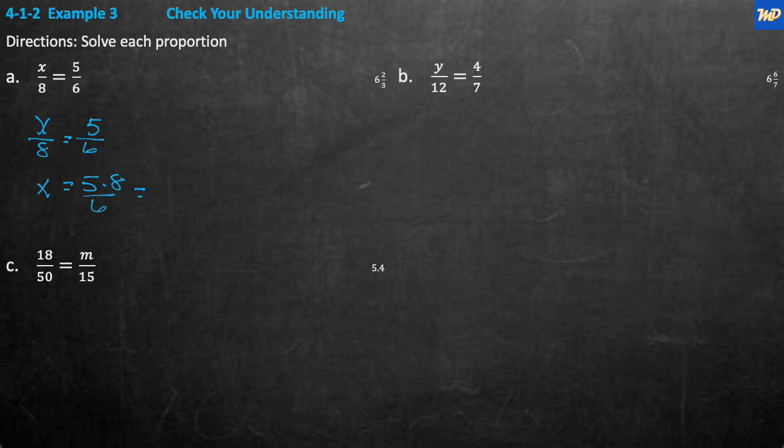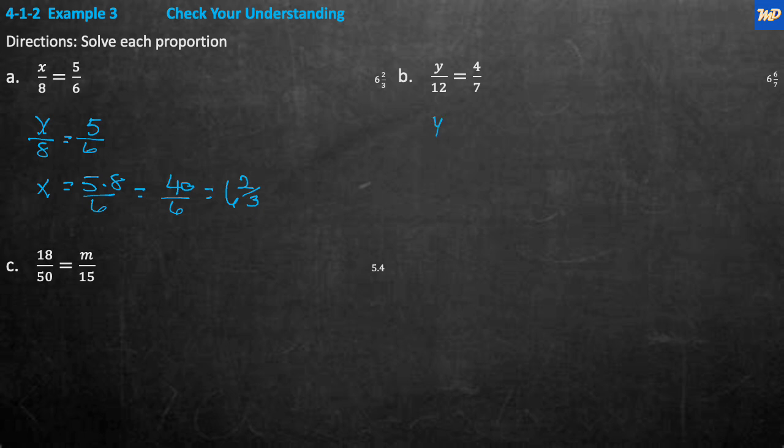And what does that equal? 5 times 8 is 40, divided by 6. And 40 divided by 6 is, 6 goes into 40 6 times, and there's 4/6 remaining, or 2/3. So x is equal to 6 and 2/3. Okay, let's look at B.